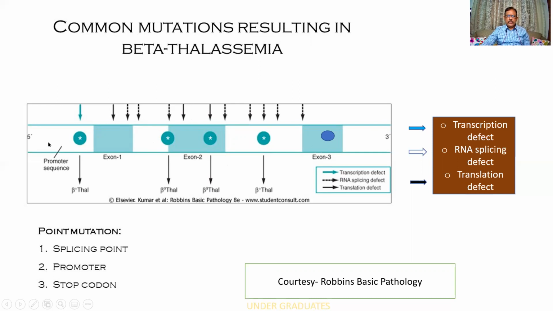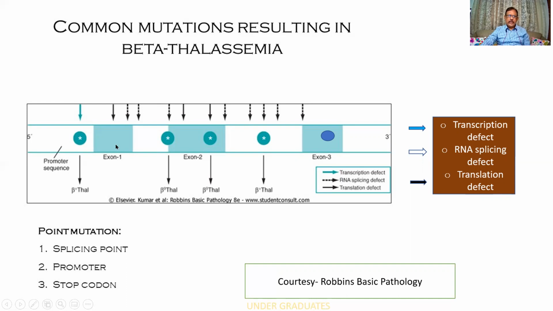There are usually a promoter and a codon region, 3' and 5'. And there can be these types of mutations. Kindly learn this by heart, this alone. This will be more than enough for you. There can be a splicing point, a promoter, or a stop codon. Three types of mutations can occur, leading to a defect in the transcription, a defect in the RNA splicing, and a defect in translation.